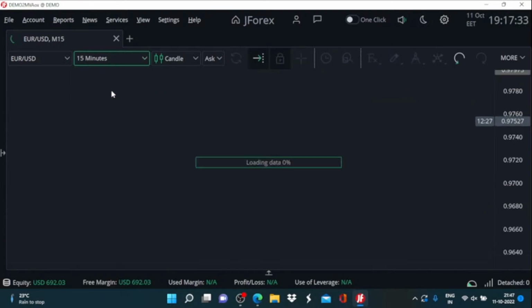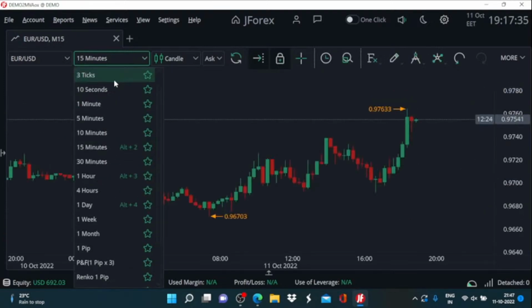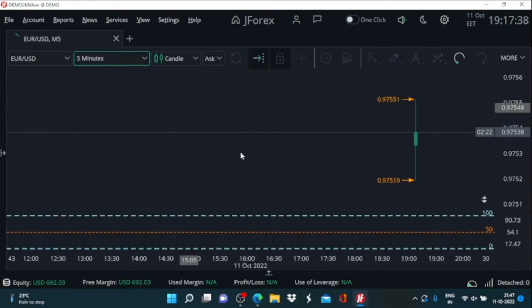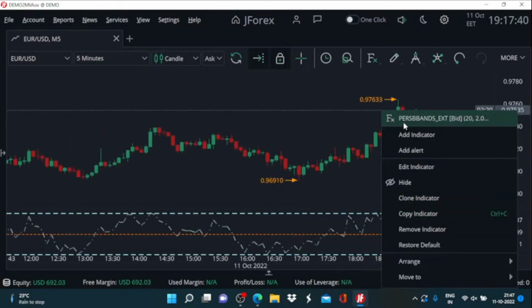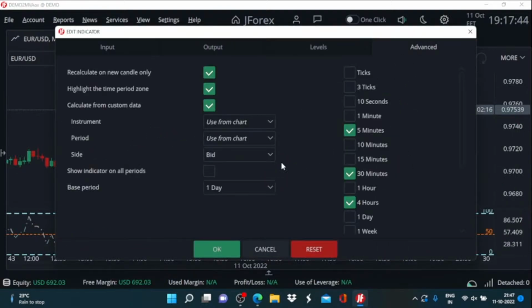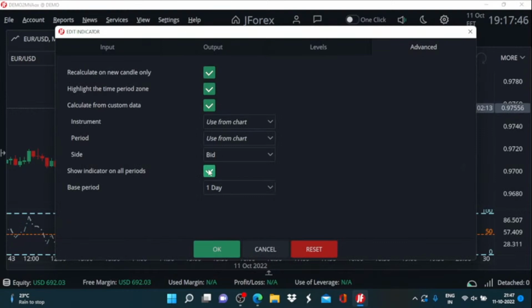On 15 minutes it will vanish again. On 5 minutes it will appear again. So that's how this system is going to work of customizing the indicator. Now I am going to again opt in for this indicator to be shown on all the candle periods.